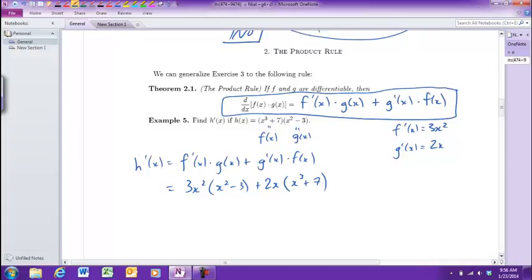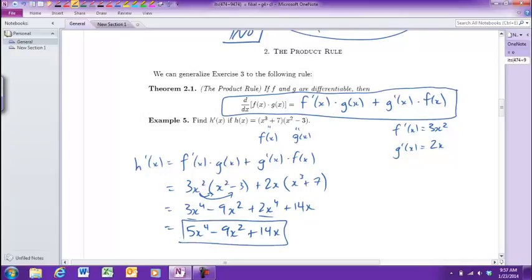This question doesn't say anything about simplifying it, but if we wanted to simplify it, we could multiply these through. 3x squared times x squared is 3x to the 4th. 3x squared times negative 3 is minus 9x squared. 2x times x cubed is 2x to the 4th. And 2x times 7 is 14x. So I can combine those like terms to give me 5x to the 4th minus 9x squared plus 14x as my answer.